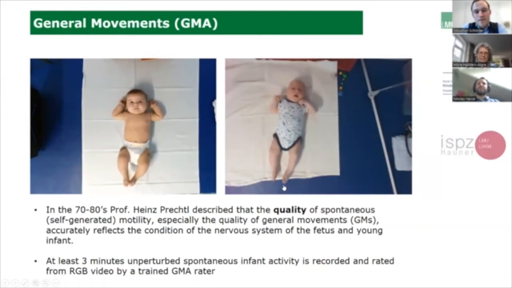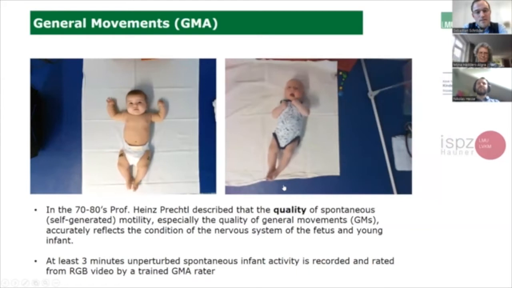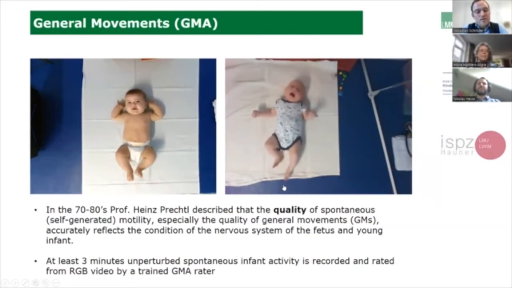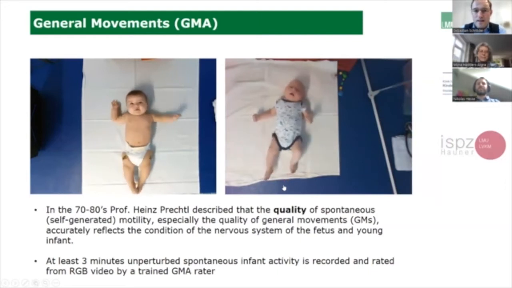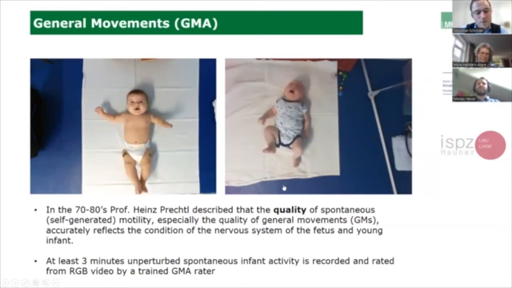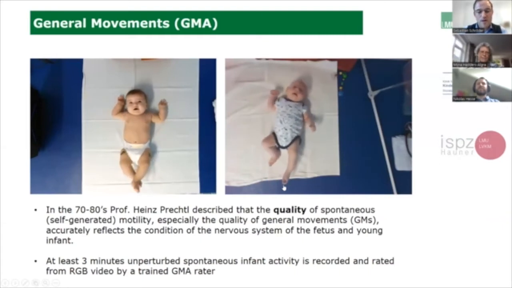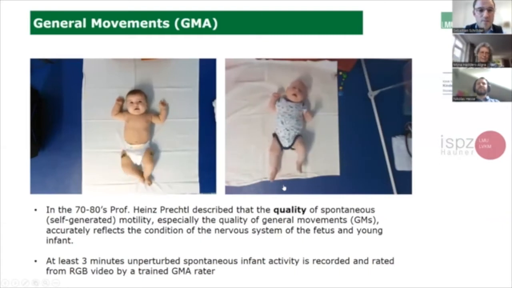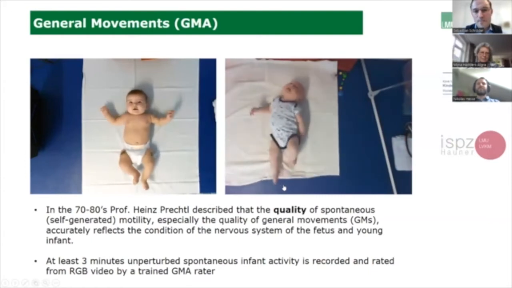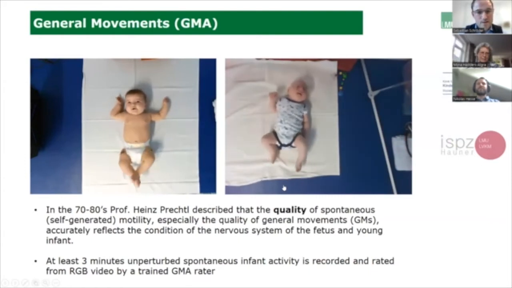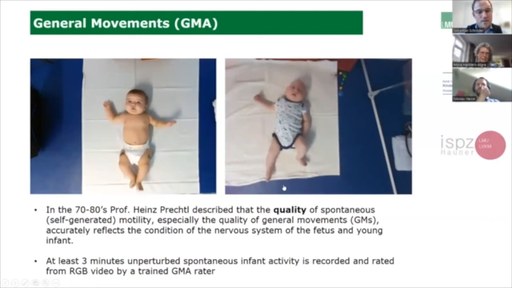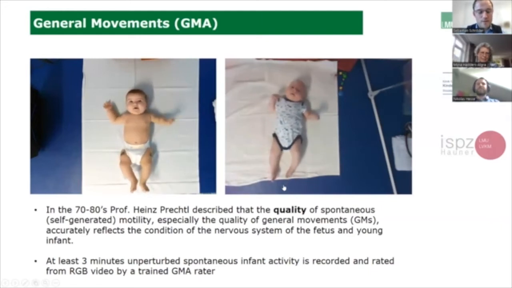And these typical general movements take part in all body parts, and they are typically characterized particularly by movement complexity and variation. And movement complexity refers to the spatial variation of movements. That means across the room, the left arm, the left leg, and the other body part, so independently from each other, across the room surrounding the infant.